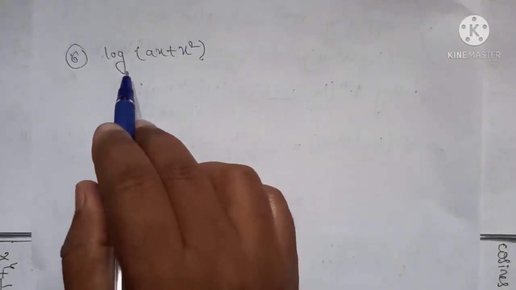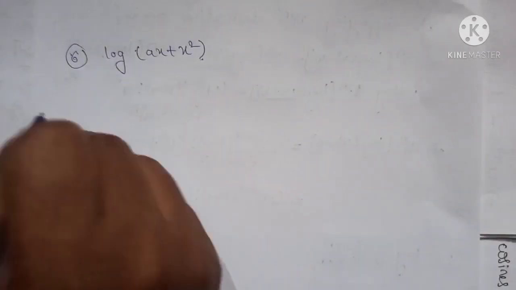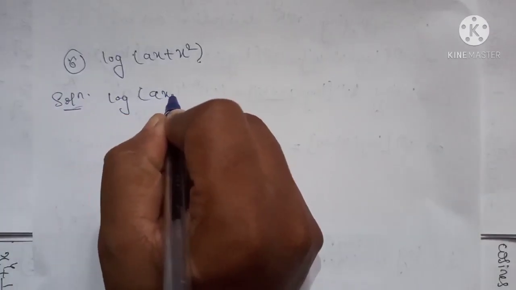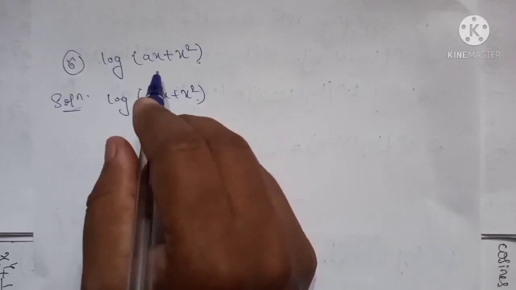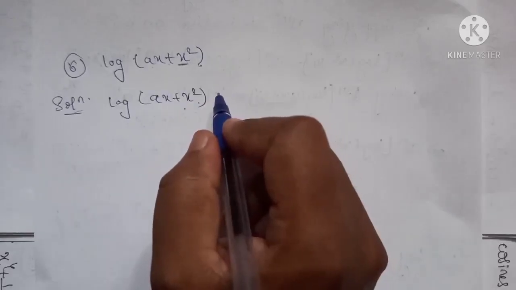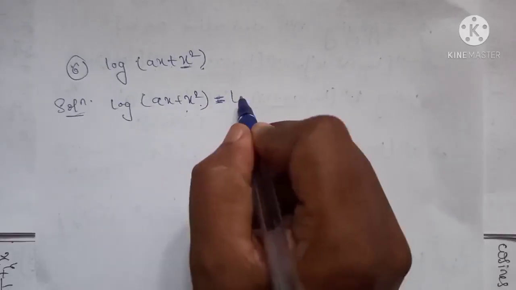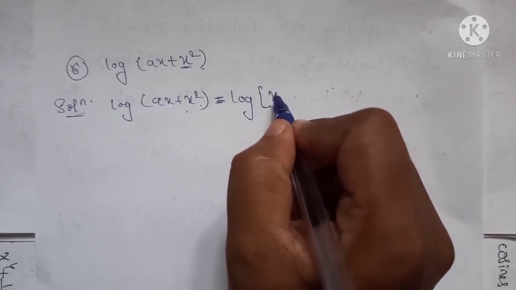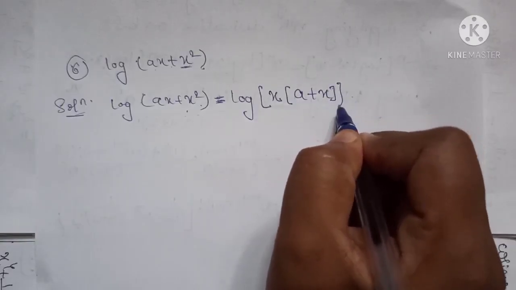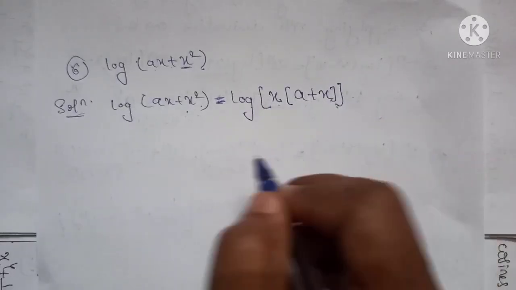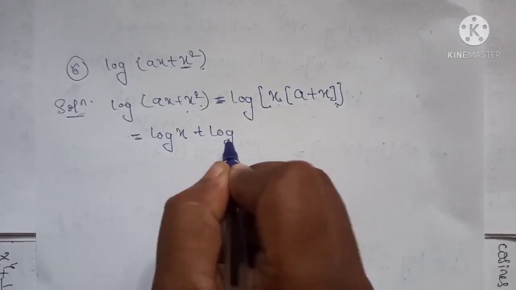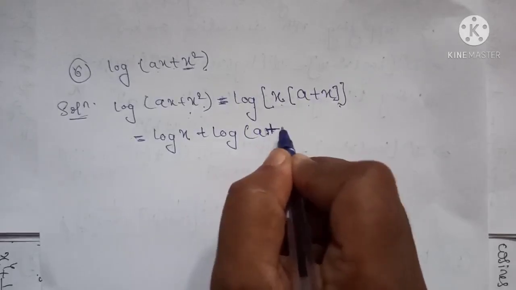Next problem, log of ax plus x square. So this function can be written as, here it is not in the form of ax plus b because here also we have x terms, therefore it can be written as log of, we take x common, here we get a plus x. Now we apply the log m into n formula, so it is equal to log x plus log of a plus x.